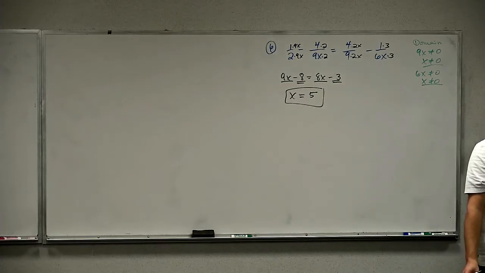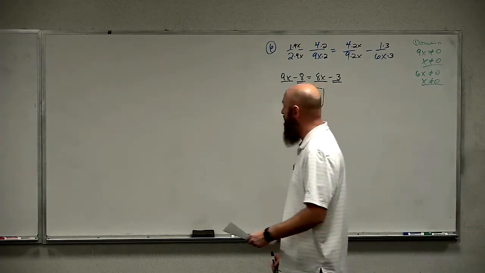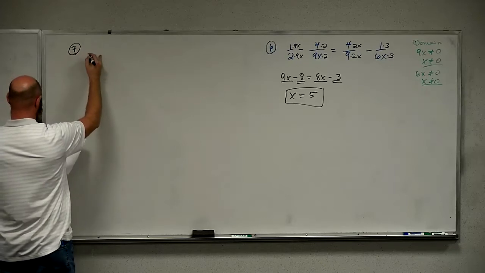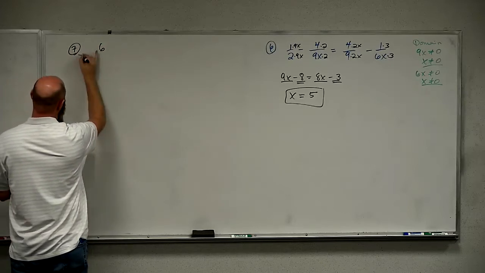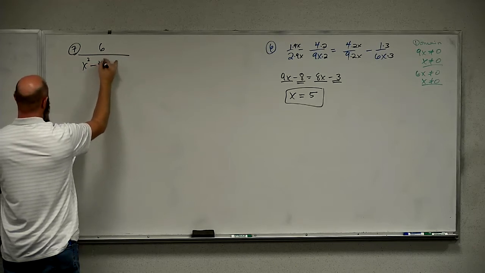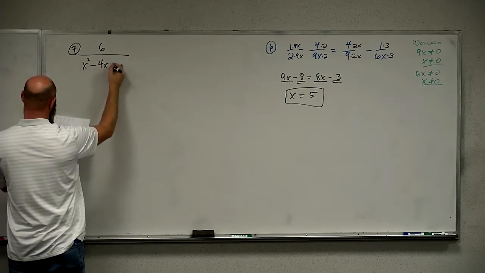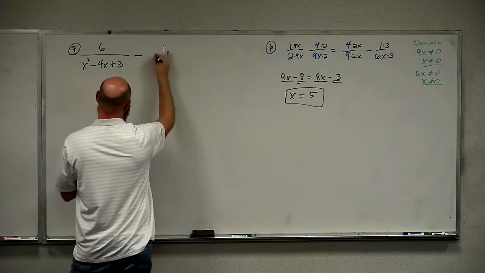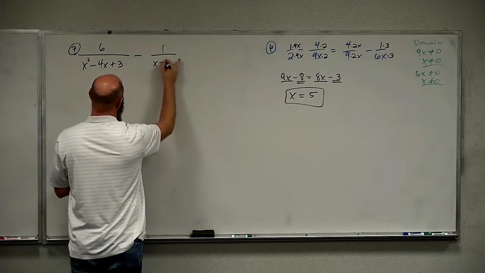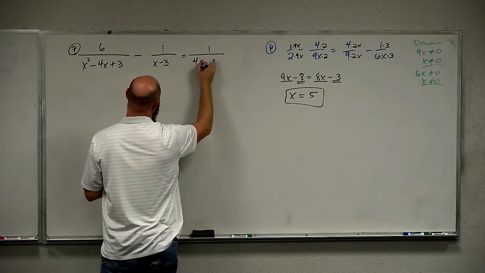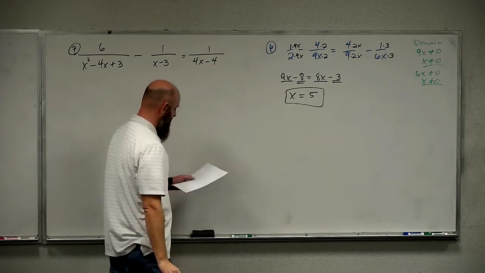All right. One more problem here for us to finish up. So number 7. It's going to be our longest and biggest problem, so bear with me here. 6 over x squared minus 4x plus 3 minus 1 over x minus 3 equals 1 over 4x minus 4.